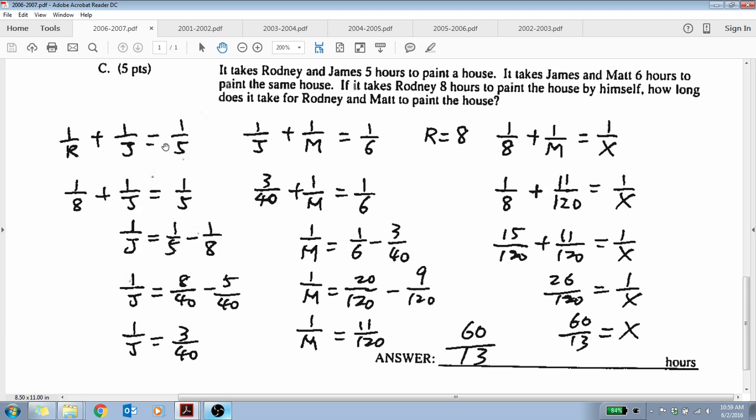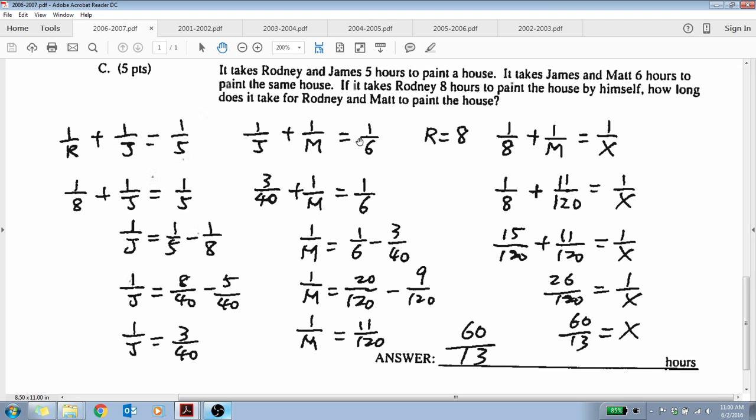Okay, let's do the same thing for the other two parts given to us. It says it takes James and Matt 6 hours to paint the same house. So 1 over James's time plus 1 over Matt's time is going to equal 1 over the total time, which was 6 hours. Okay, so I have a second equation here.